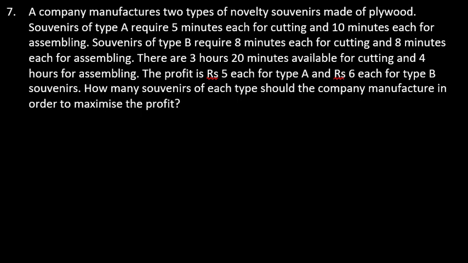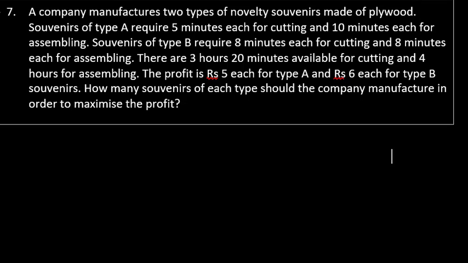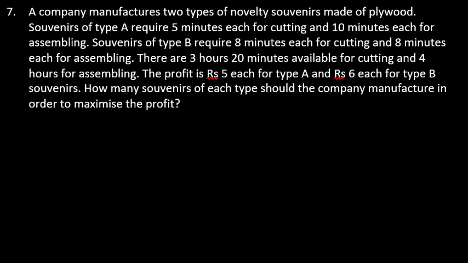Okay, so the problem is exactly the same as what we have discussed here. What we do, we convert this time into minutes, right? So 3 hours 20 minutes will become 3 sixes are 180, 180 plus 20, 200 minutes, and 4 hours, so 4 sixes are 240, so 240 minutes, and the rest is exactly the same as our previous problem. So you can try that problem.